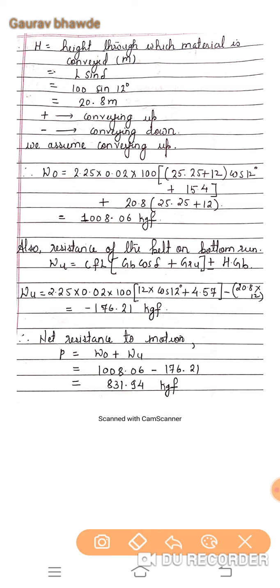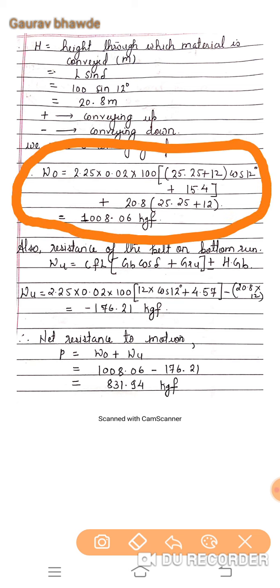After getting all value of GRO, GB, H, we will be putting it in W naught, which is the resistance for top run. So here you can see we have put the value in W naught, and we get W naught equal to 1008.06 kg force. Plus sign indicates it is conveying up.